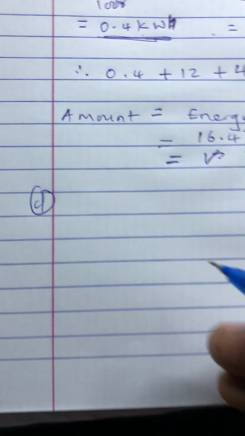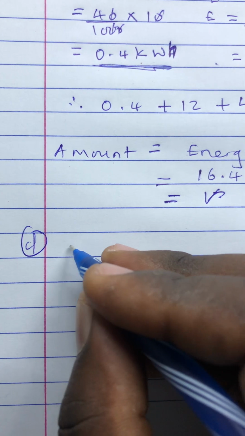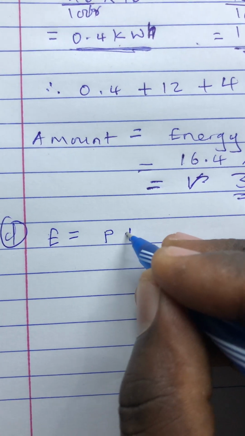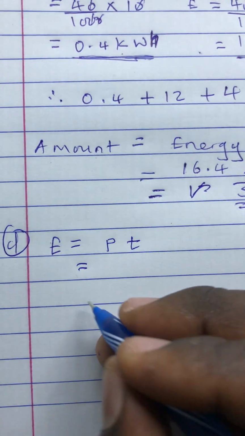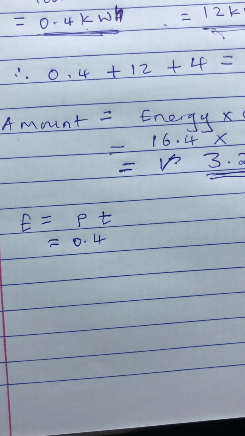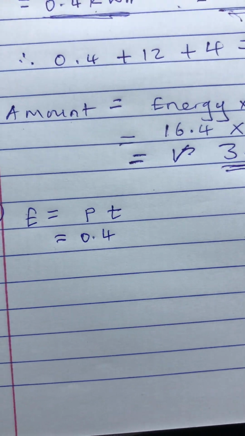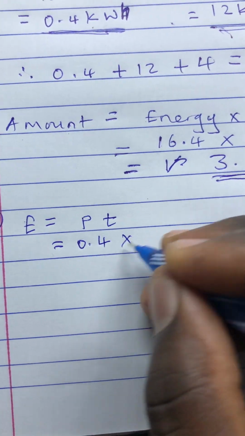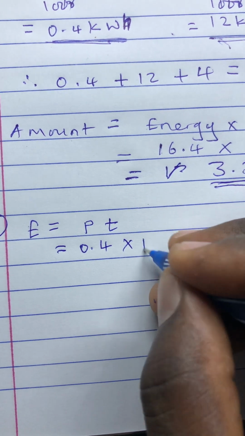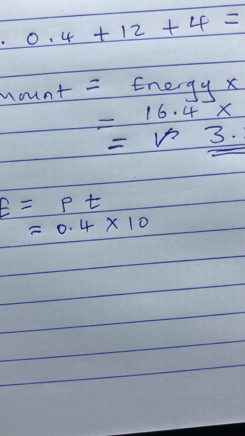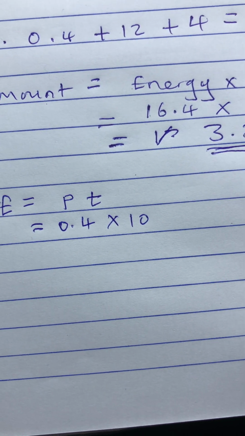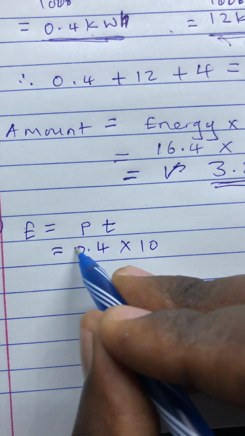If you want, you can redo it again. So you can just say energy is equal to power multiplied by time. So how much was the power? We already converted it into kilowatts. It was supposed to be 40 watts, but we converted it into kilowatts. So we are having 0.4 multiplied by the time, which was 10. Okay, let's do this.